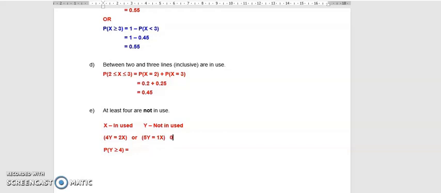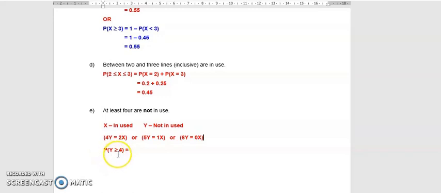Or, okay, why or? Because at least 4 here. 6 not in use, see 6 not in use, 6y. So if 6 not in use means that all lines are free, which is equivalent to 0, x. Okay, when x equal to 0.